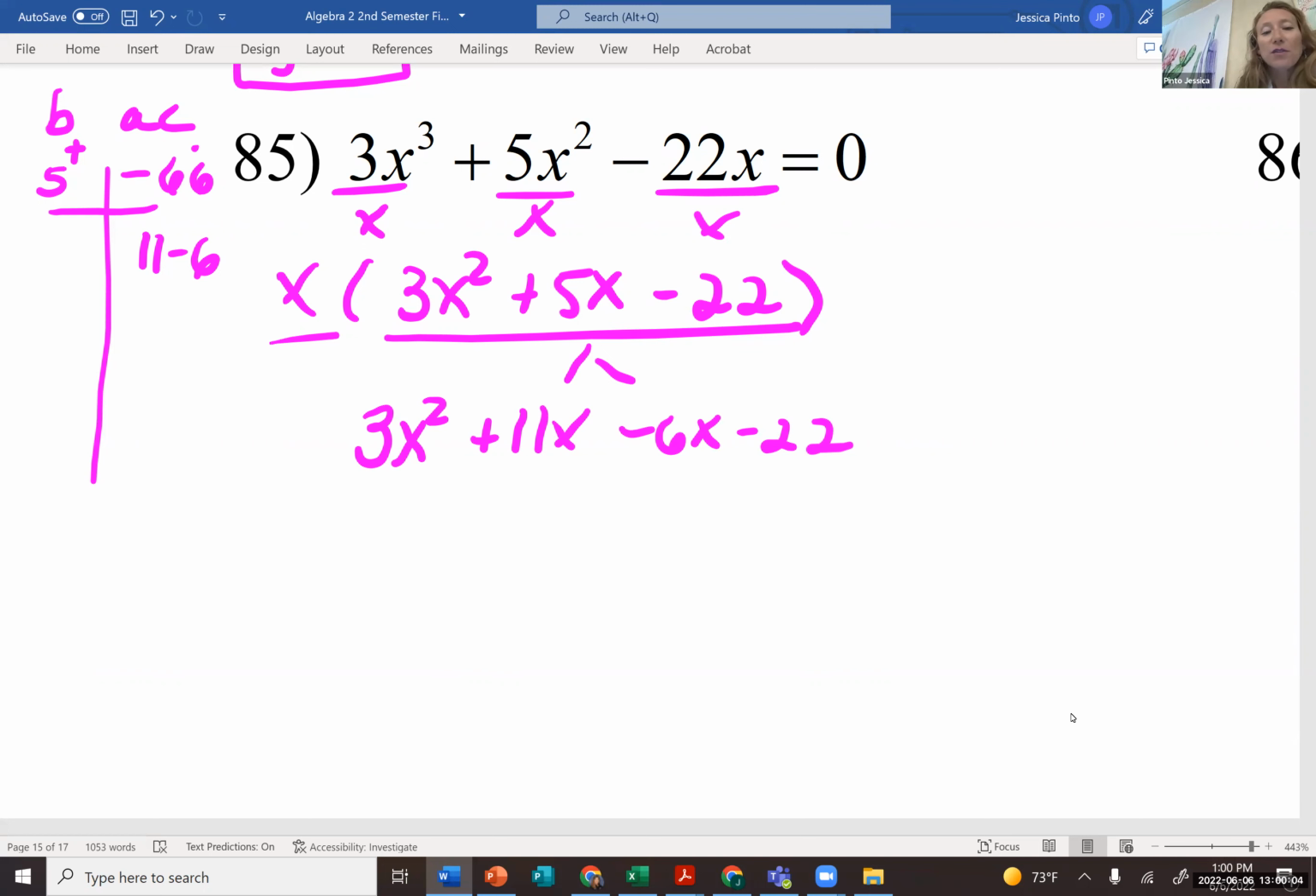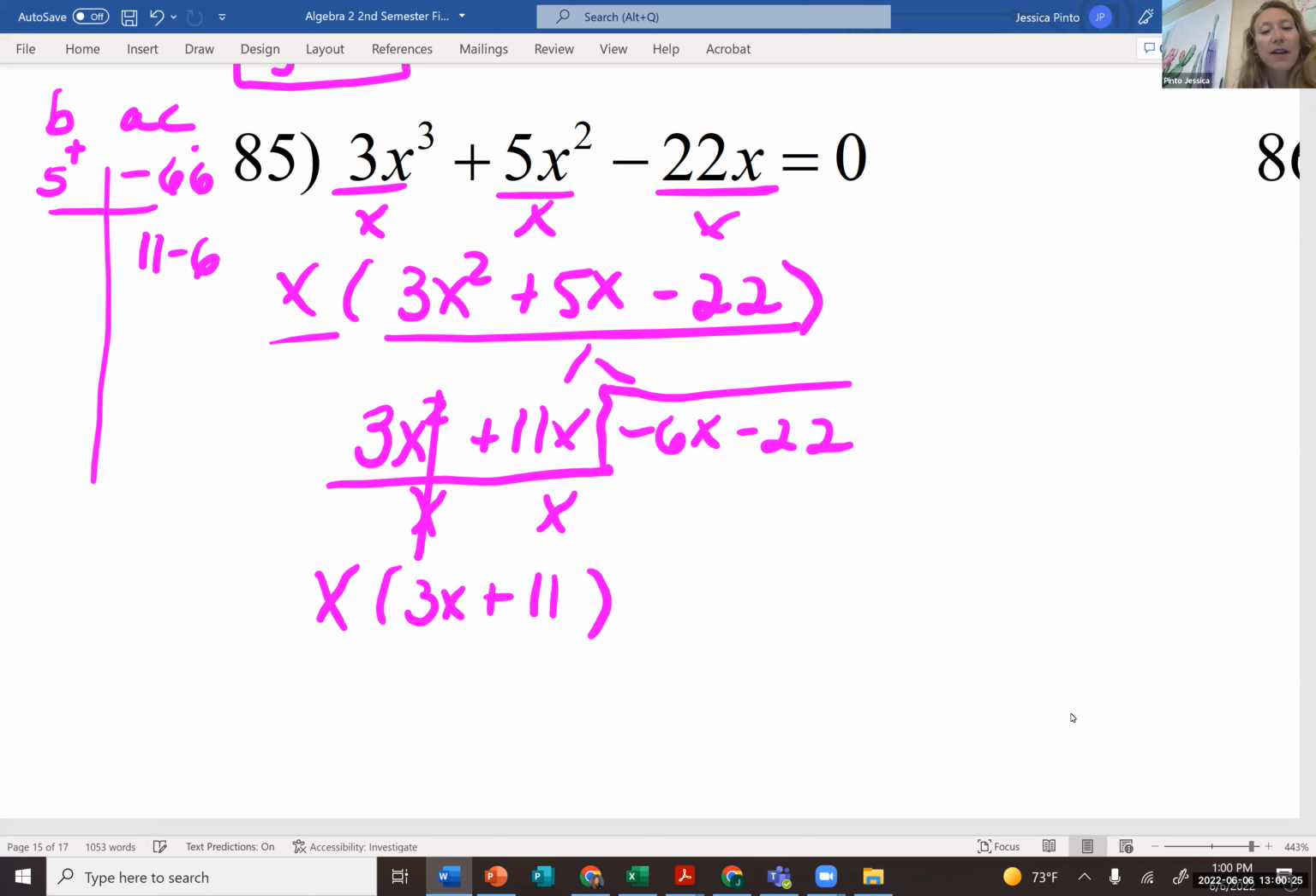So now I have 1, 2, 3, 4. So underlining the first 2, drawing up, and then the last 2, I'm drawing the fence to help me visually segregate the first half and the second half. With 3x squared and 11x, we're going to divide both of those by x, taking the x to the outside, giving me 3x plus 11 as that first binomial.